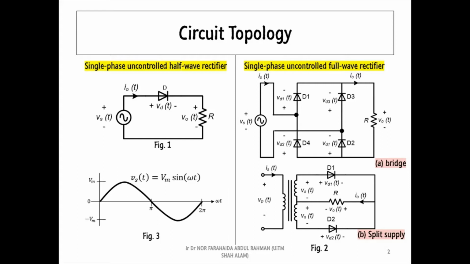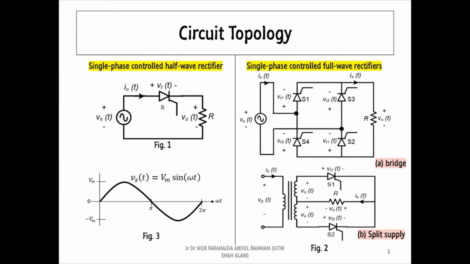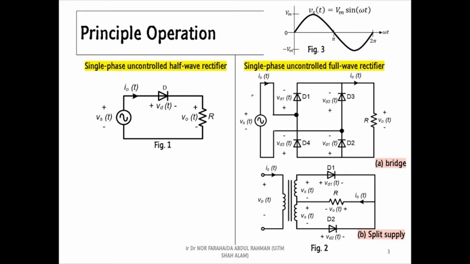Based on the circuit of both half-wave and full-wave rectifiers, we can see that all the circuits are constructed using diodes. Now, let's convert the circuits to be controlled rectifiers. As you can see, the framework of each circuit remains unchanged except the power switches. Next, we will focus on the principal operation of the rectifiers.